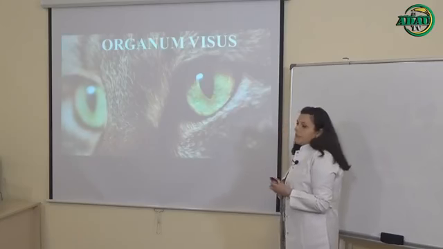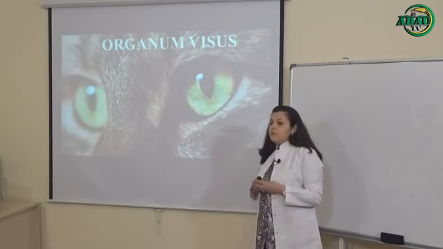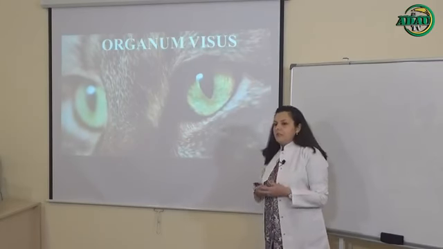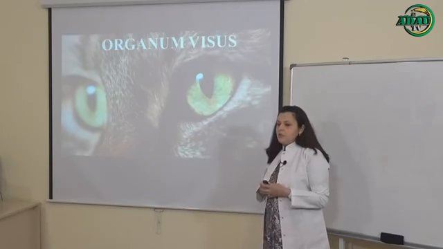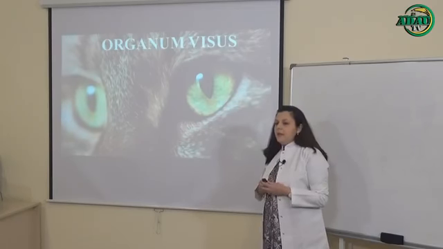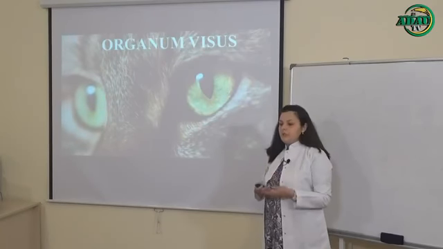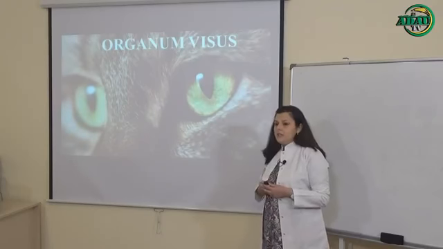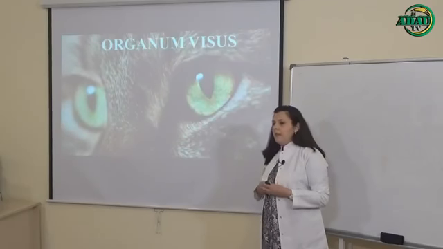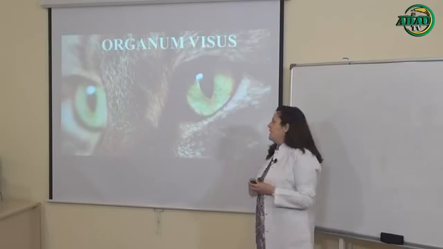What is the function of the organum visus? The function of organum visus is to get the light, the photic energy from the external environment by means of photoreceptors, then convert this energy into chemical energy, and then this chemical energy into electric energy, and transmit these nerve impulses by means of the optic nerve toward the brain, toward the cerebral cortex.